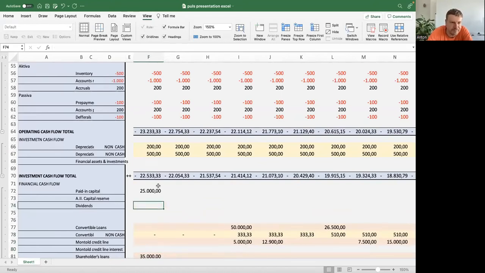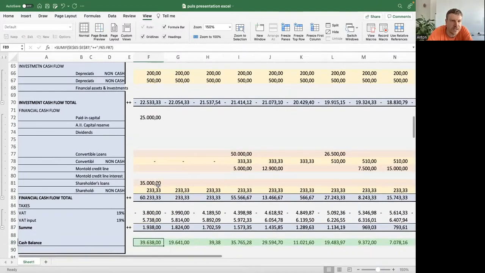And now we need to look into the financial cash flow. Financial cash flow, this is the source of your funds. So you have equity capital, which in Germany is actually 25,000 euros, and you need to pay it in before you do the business.